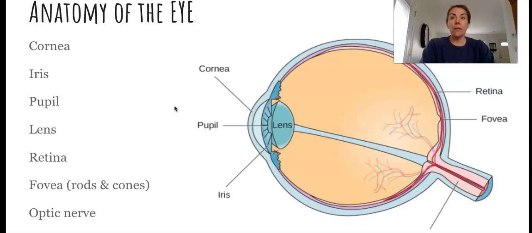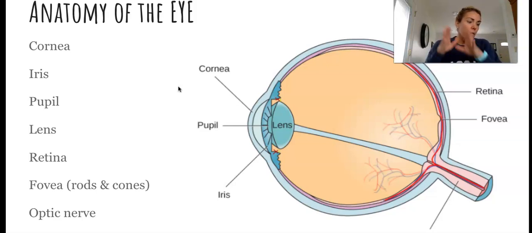Okay. And so now we're going to move into the anatomy of the eye, because this is a big part of the exam. So you not only have to know the structures of the eye, but you have to know the order in which light comes into the eye. Okay, so I want to make sure I get all this for you here.